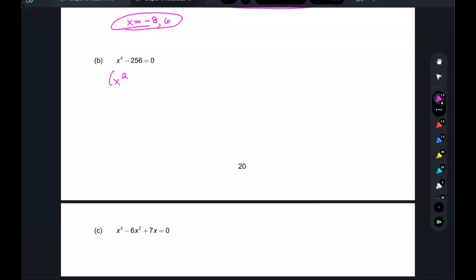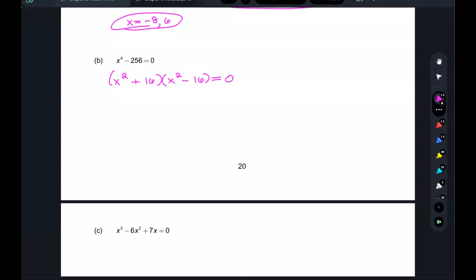Okay. I have a question. Yes, what's your question? It's 256. Yes, it is a perfect square. I just did the square root, so 256 is 16 squared. And since it's x to the fourth, I'm going to use the difference of squares. Are we okay with this?